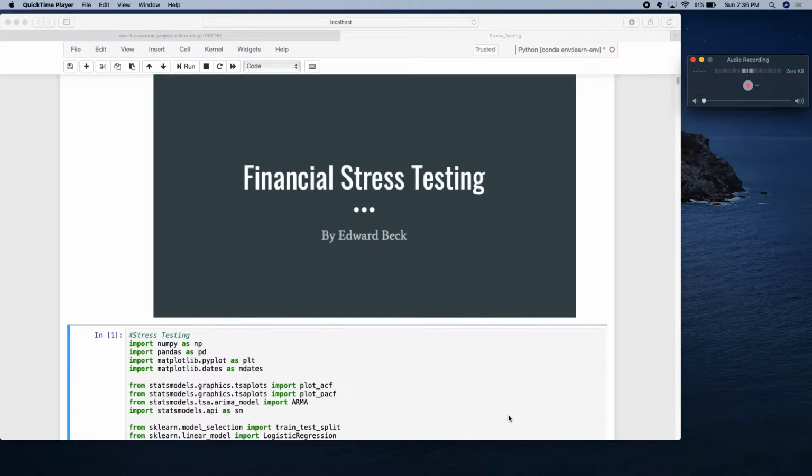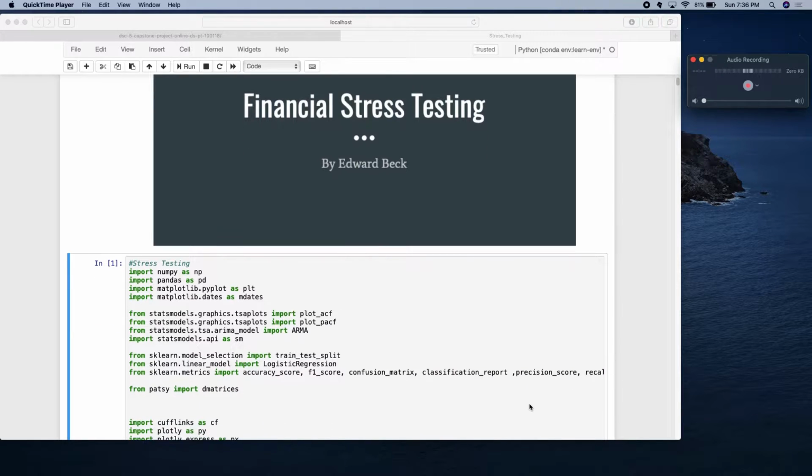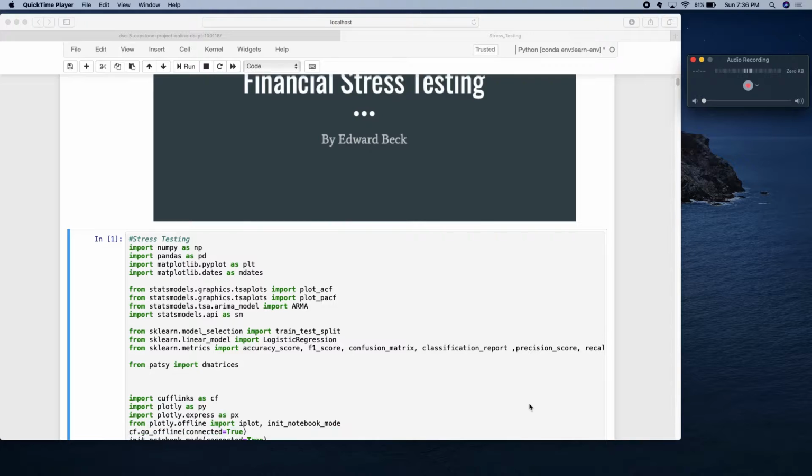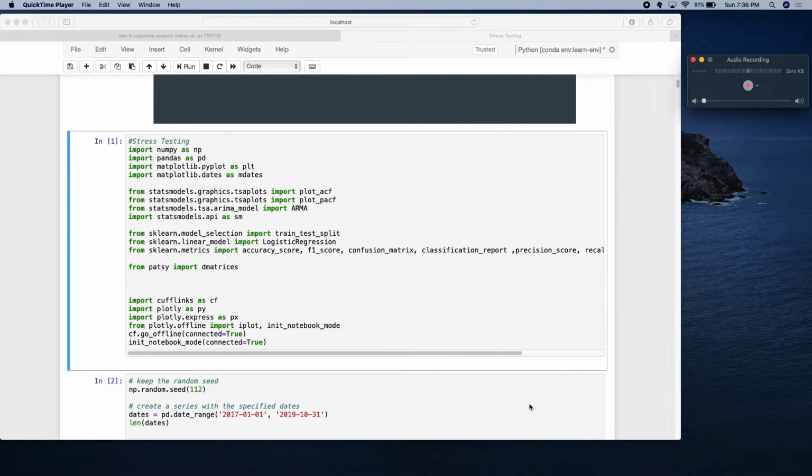Hi, my name is Edward Beck. This is financial stress testing. We're going to be using Jupyter Notebook and some Python to look at this financial event.